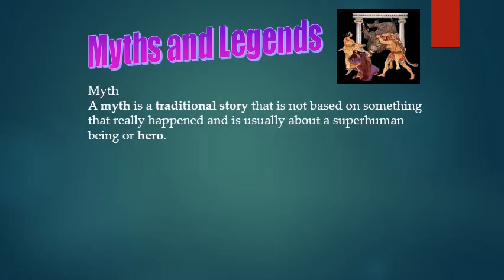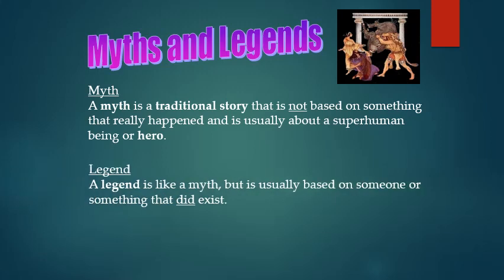Myth. A myth is a traditional story that is not based on something that really happened and is usually about a superhuman being or a hero. Legend. A legend is like a myth but is usually based on someone or something that did exist. Okay, so now you know the difference: a myth is not based on something that really happened, whereas a legend is usually based on someone or something that did exist. So that is the main difference between a myth and a legend.